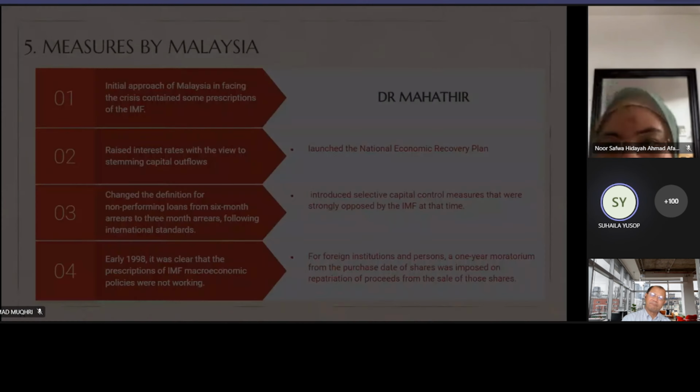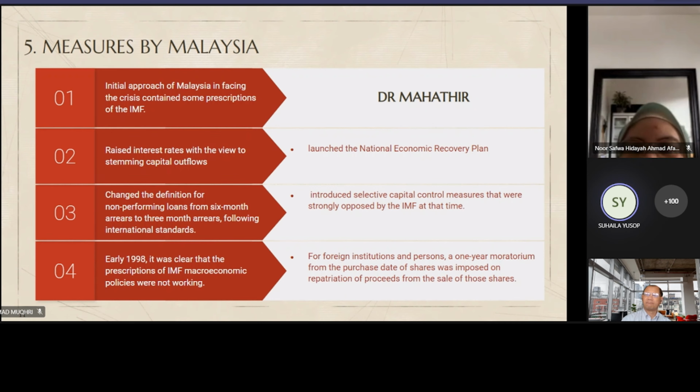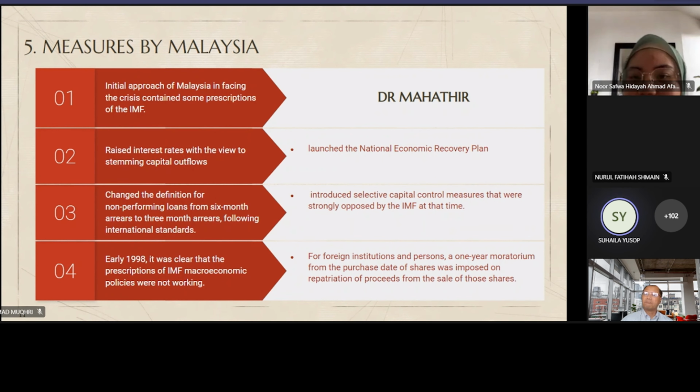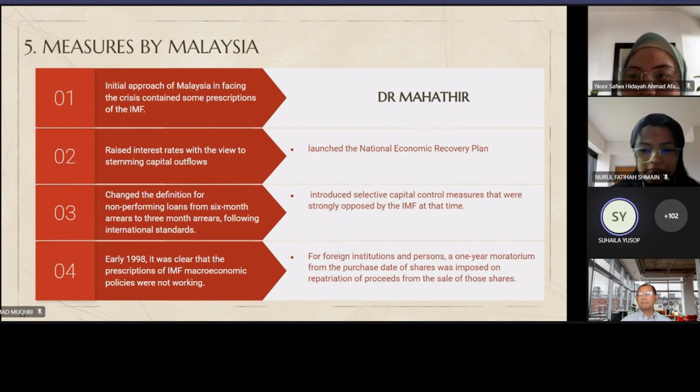Next slide. Okay, so this is the measure by Malaysia. First, the initial approach of Malaysia in facing the crisis contained some prescriptions of the IMF on the financial sector.